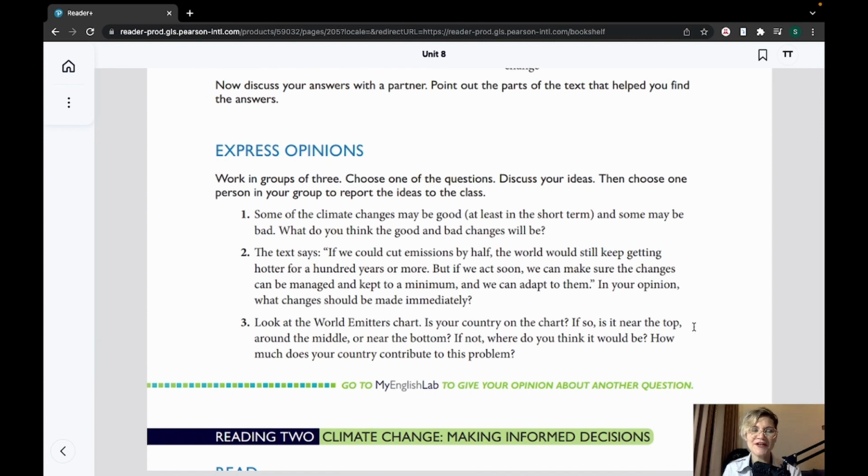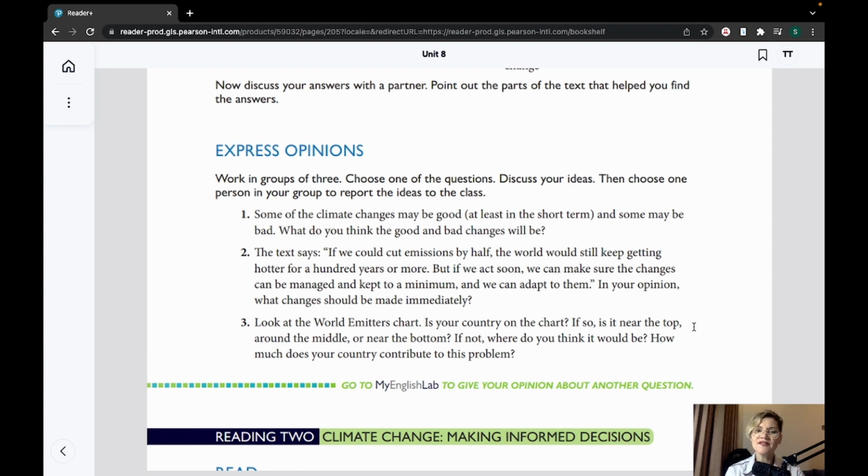Great. That brings us to the last part of our lesson today, expressing opinions, for which we will use PEEL, point, explanation, evidence, and linking back to the beginning, or AREL, assertion, reasoning, evidence, and linking back. Number 1, some of the climate changes may be good, at least in the short term, and some may be bad. What do you think the good and bad changes will be? 2, the text says if we could cut emissions by half, the world would still keep getting hotter for 100 years or more. But if we act soon, we can make sure the changes can be managed and kept to a minimum, and we can adapt to them. In your opinion, what changes should be made immediately?